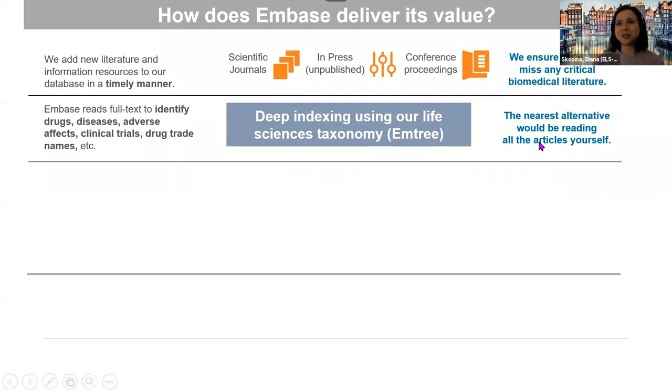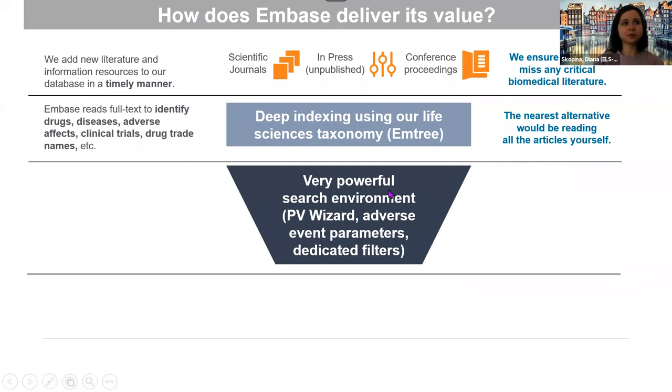And of course, the nearest alternative would be reading the articles yourself. But I think that's why databases should be smart, and that's how it should save you a lot of work. We do have different search parameters. For example, if you're specifically interested in systematic reviews or you want to do pharmacovigilance research, then you would have specific ways of making this search through Embase. You're going to see it better afterwards.